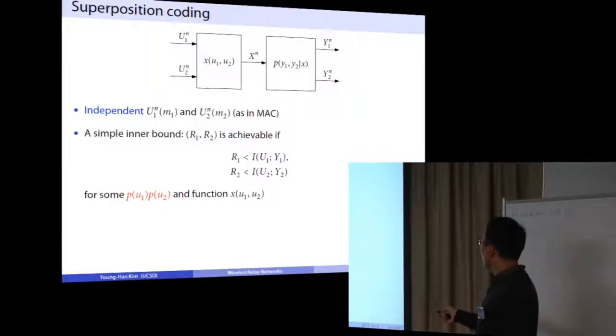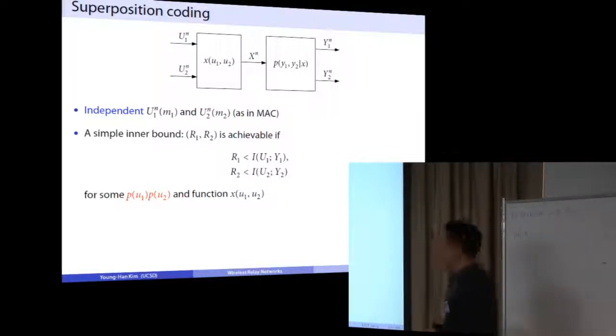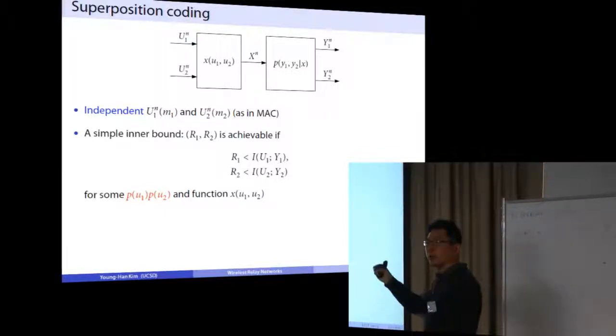But this is a very simple way of doing the decoding, and this rectangular region is certainly achievable for whatever distribution we choose on U1 and U2, and whatever superimposing box we put on X. So this certainly gives us a nice region of achievable rate pairs, R1 and R2.